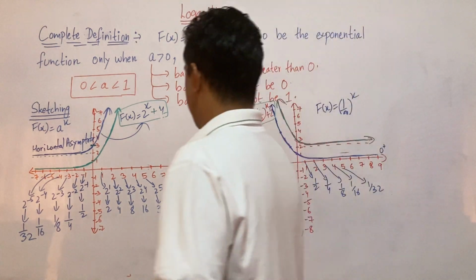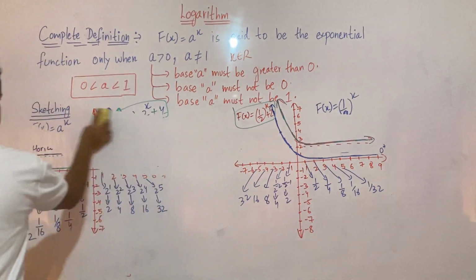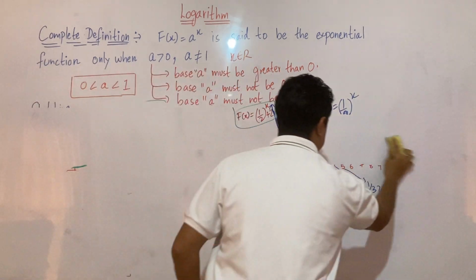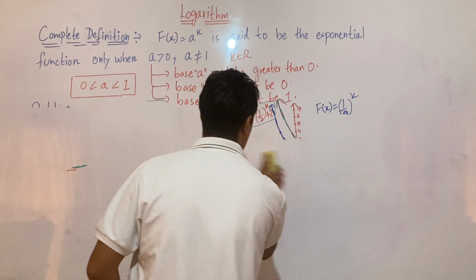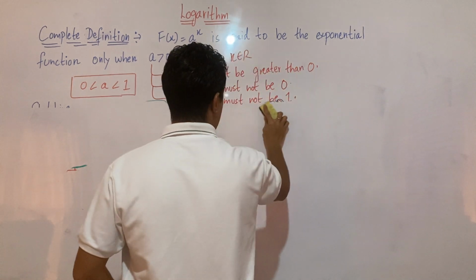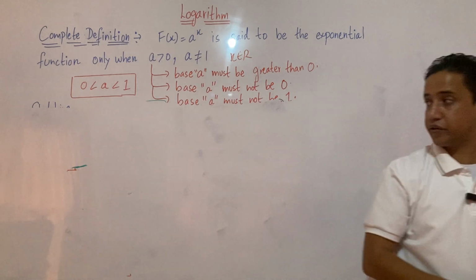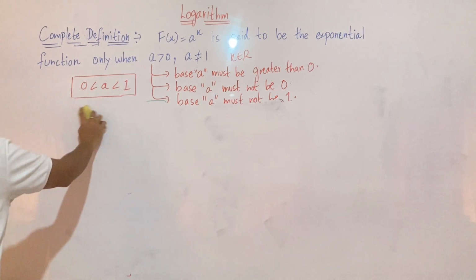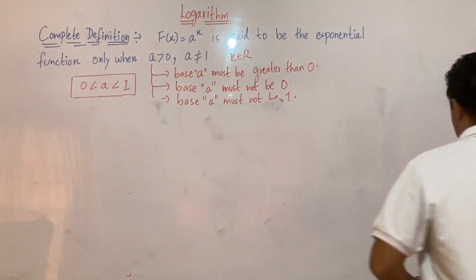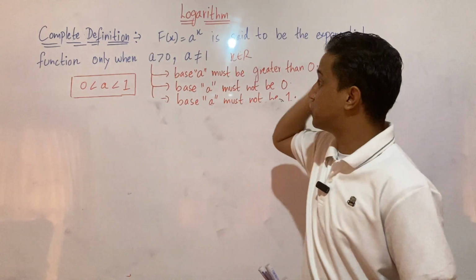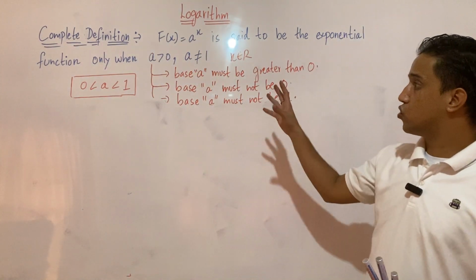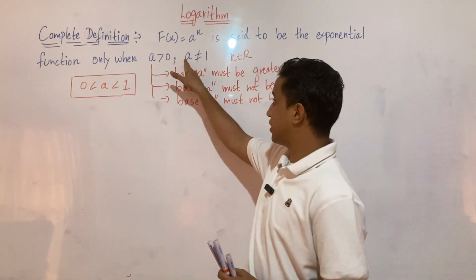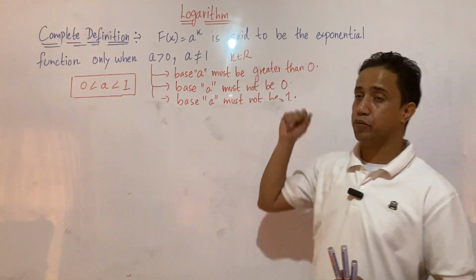All right, so now let's discuss a few more important things, and then we'll close this session. Now come to the complete definition of our exponential functions. We said the exponential function must follow this condition: a must be greater than 0 and a is not equal to 1. Let's see what happens if we put a equals 0.